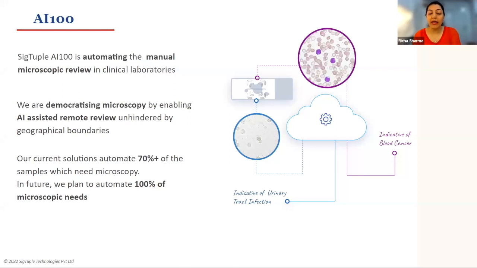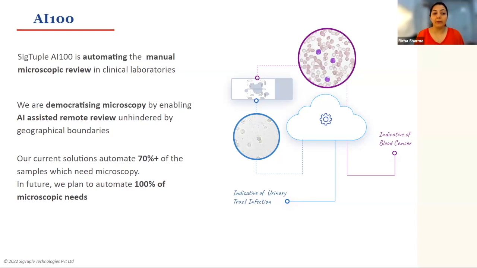Right now, we have solutions for two of the bigger chunks of what happens in our clinical labs. And by the end of the year, we are aiming to cover most of the cases where we need a manual microscopic review. All of them will be digitized. So the aim is to basically digitize and automate the entire process. Along with digitization, some combinations with artificial intelligence are going to facilitate most of the pathologists that work in these labs. And with this, we will democratize microscopy.